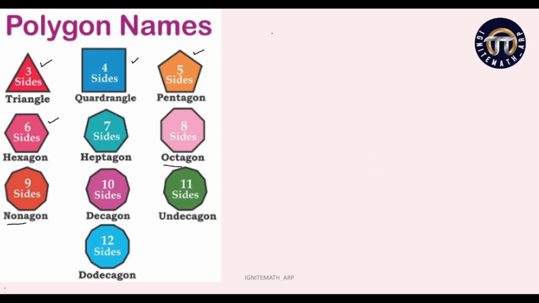You must keep in mind that whenever a polygon is drawn, look at the number of sides it has. Look at this: AB, BC and CA are the sides. The angles which are interior to the polygon, the angles inside the polygon, are called interior angles. Here angle A, angle B and angle C are interior angles.